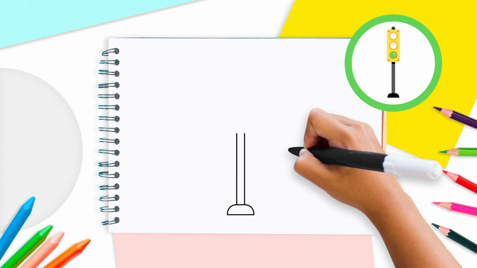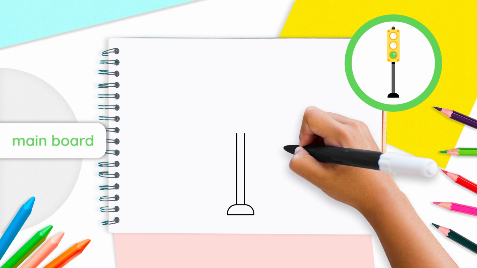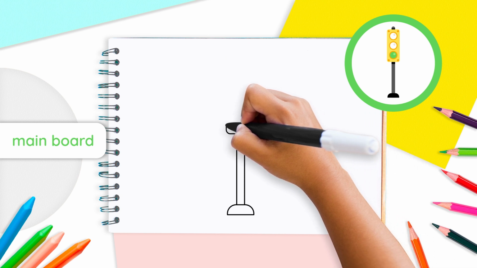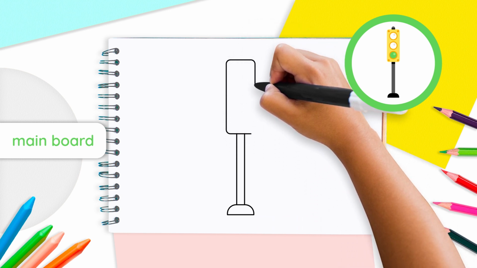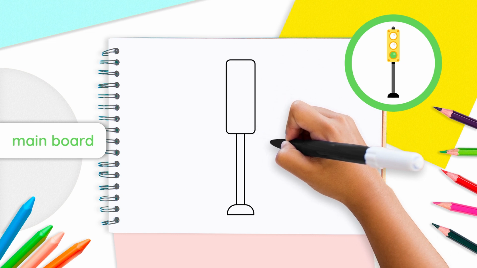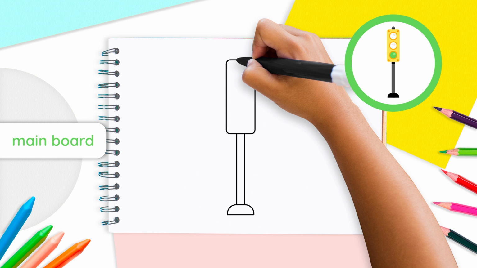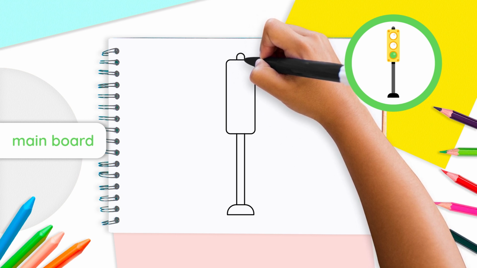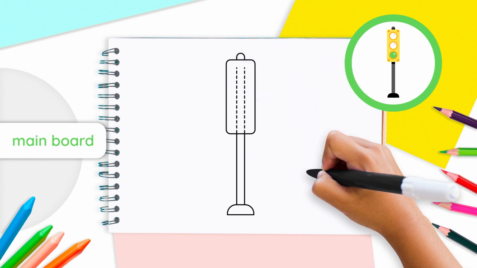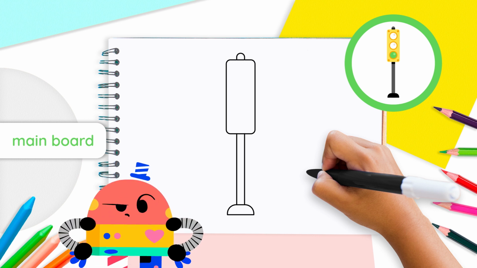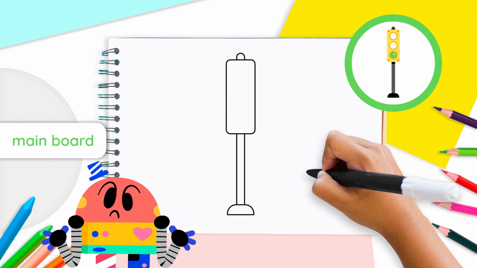Well done, everyone! Now, at the top of the pole, draw a rectangle with rounded corners. Great job! You just drew the main part of our traffic light. On the top line of our rectangle, draw a small long curve. Make sure that your curve is in line with the pole you just drew earlier. Do you know why? That's because this little curve is the top part of the pole. We cannot see all of the pole because the rectangle covers part of it.